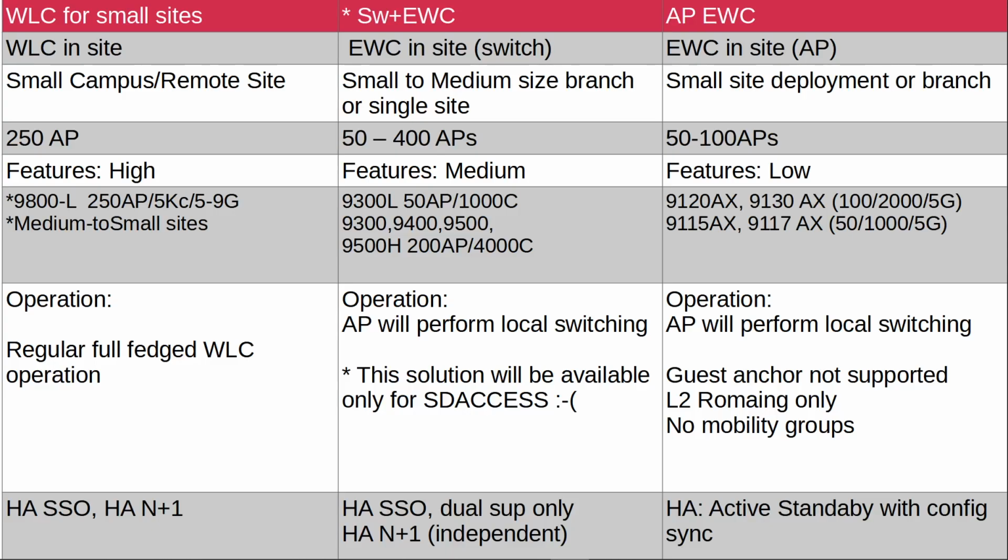Let's talk about how to distribute your wireless LAN controller across your company. In the case that you want to install a wireless LAN controller in a small campus or remote sites that will need no more than 250 access points, you can choose the 9800L version that will provide you with up to 250 access points, up to 5,000 wireless clients, and any of these options, 5 or 9 gigabit per second for the wireless traffic, depending on your license.